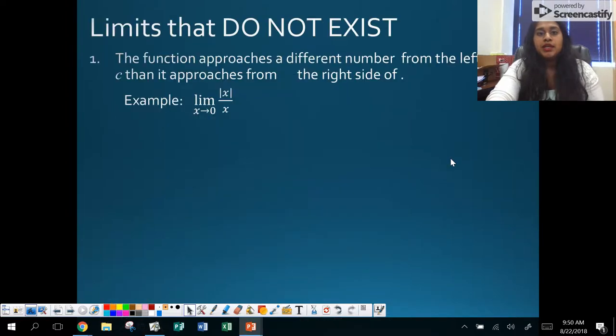So continuing on to limits that do not exist, there are three instances where limits will never exist. The first one you kind of already know. So when would a limit exist? If the limit from the left and the limit from the right approach the same value, then that means the limit at that point exists. Well, the opposite must be true then. If the limit from the left and the limit from the right don't approach the same value, then the limit cannot exist. So this is an equation that would create something like that.